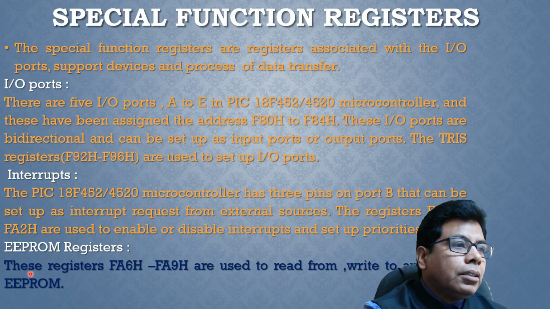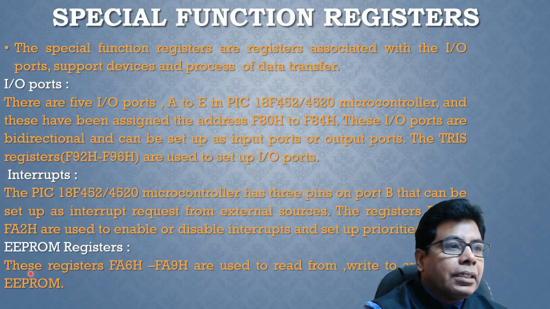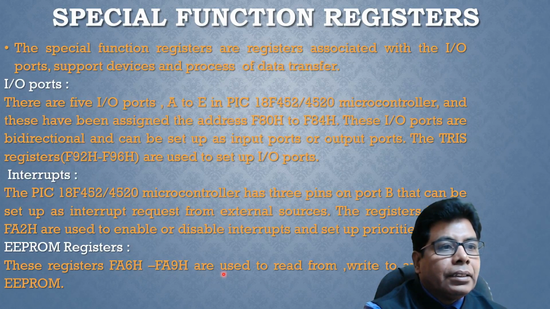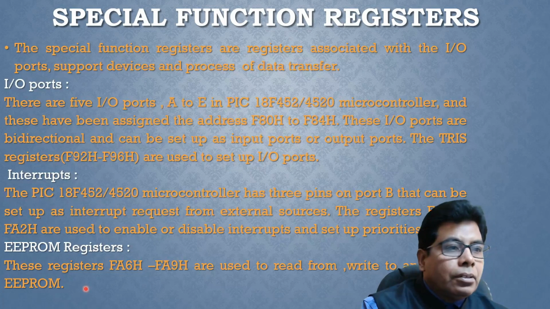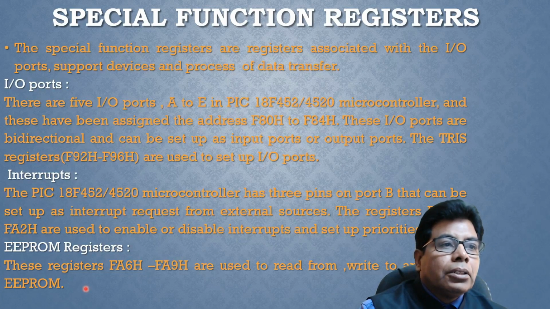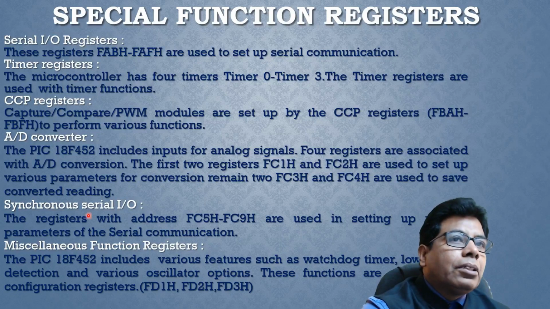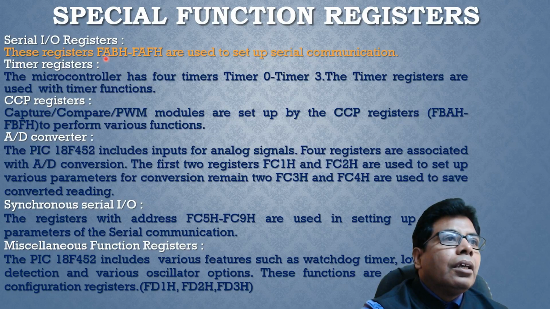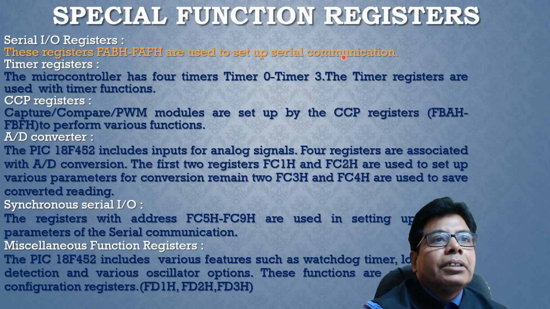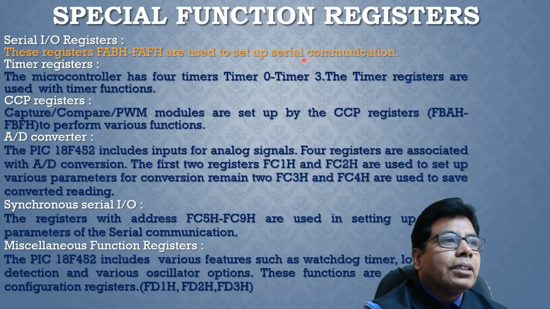Then EEPROM. Now these registers FA6 to FA9 are used to read from, write to and erase EEPROM. So that is the separate memory in many of the PIC family microcontrollers. Then the next special function registers, we have the serial IO registers. Now here the address is FAB and FAF, used to set up the serial communication. They are specially used for the serial communication.